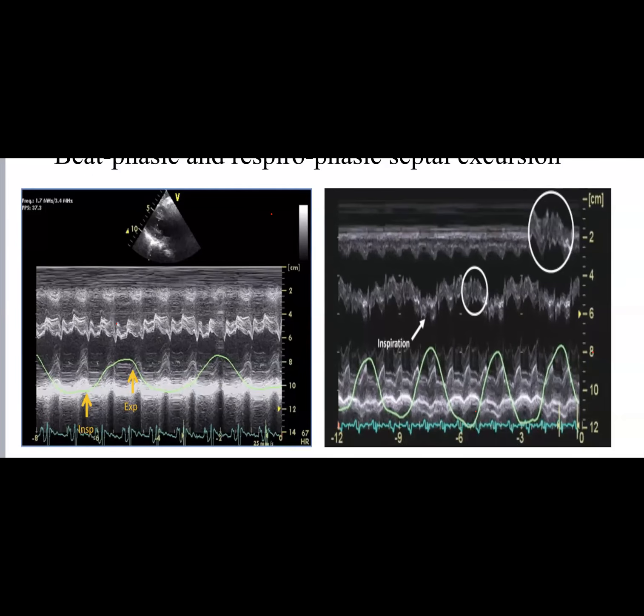Now look at the septum on the right side. It shows both shutter and bounce. Don't you agree? There is a vibratory wave in the septum and there are respirophasic swings in the septum. So it shows both the shutter and the bounce. These are the septal manifestations of constriction.